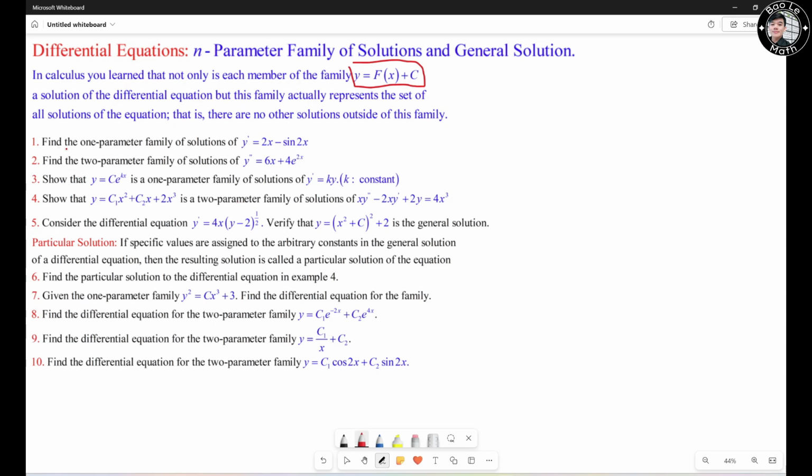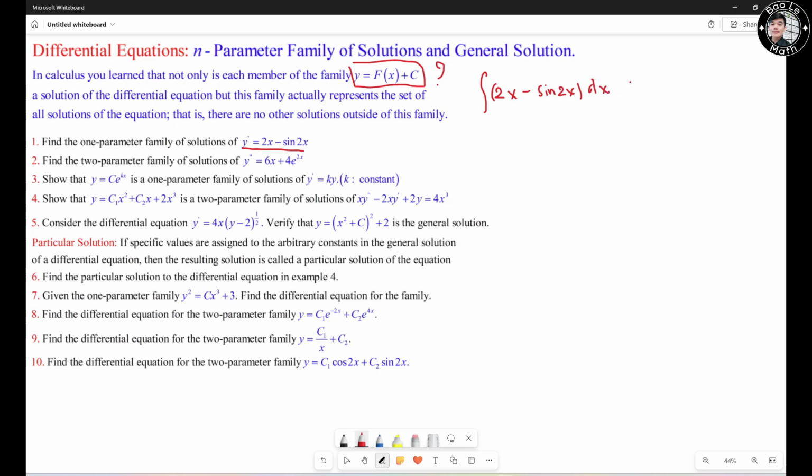First, we need to find the one-parameter family of solutions of this differential equation. Which means we need to find what y equals. So basically we just integrate this one. In other words, we need to take the antiderivative of this. So I'm going to take the antiderivative, which turns out to be the integral of 2x minus sine 2x dx.